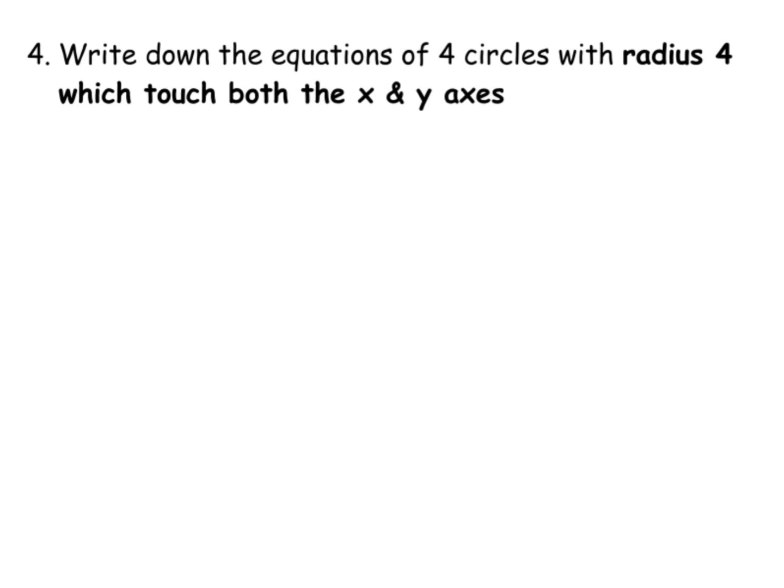Okay, question 4, a wee problem solving one. I've got a few problem solving questions coming up now. It says, write down the equations of 4 circles that have a radius of 4 which touch both the x and y axes. Now that might be a wee bit hard to picture, but you're looking for 4 circles that touch both the x and y axes.